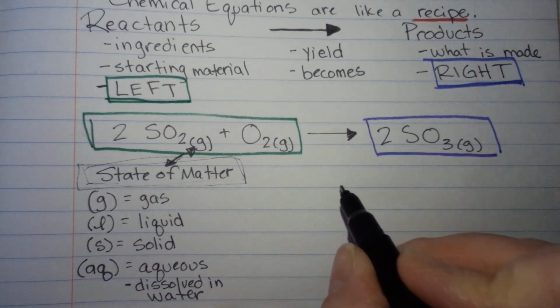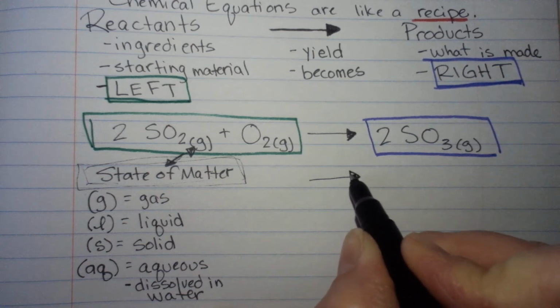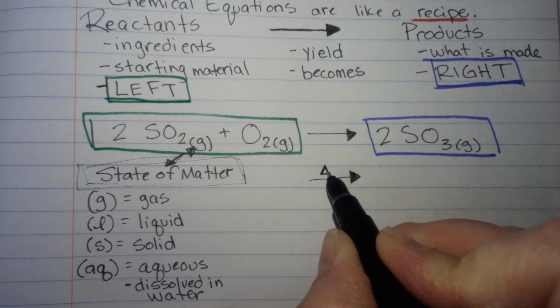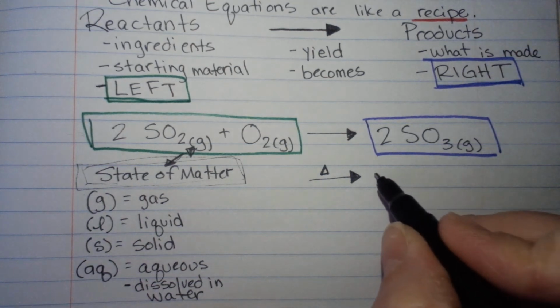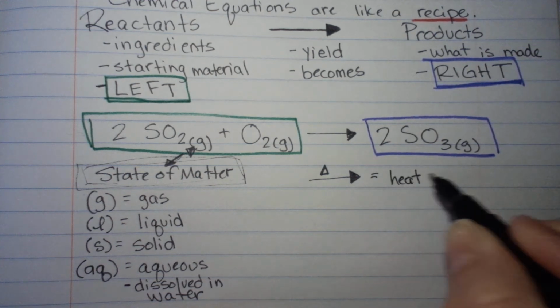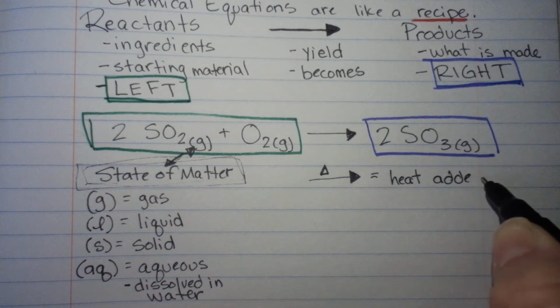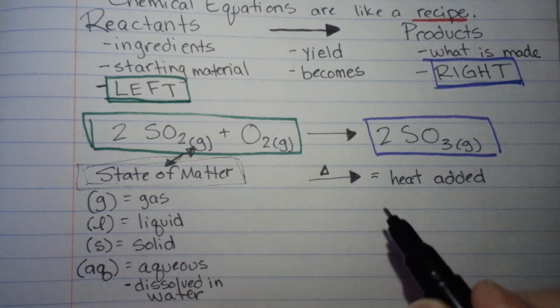Sometimes you need a little help. So sometimes you will see your yield sign like this, and I have a little triangle on top. Does anybody know what that means? Okay, that means heat is added. So just like when you cook it, you got thrown in the oven or something. Maybe for chemistry it might be a Bunsen burner or something like that.